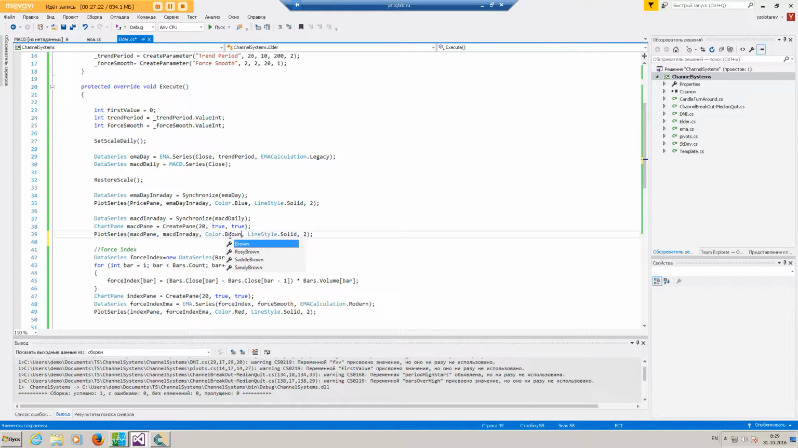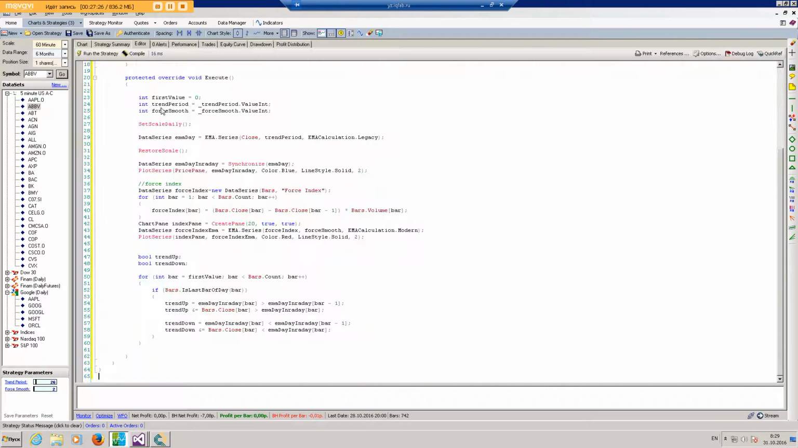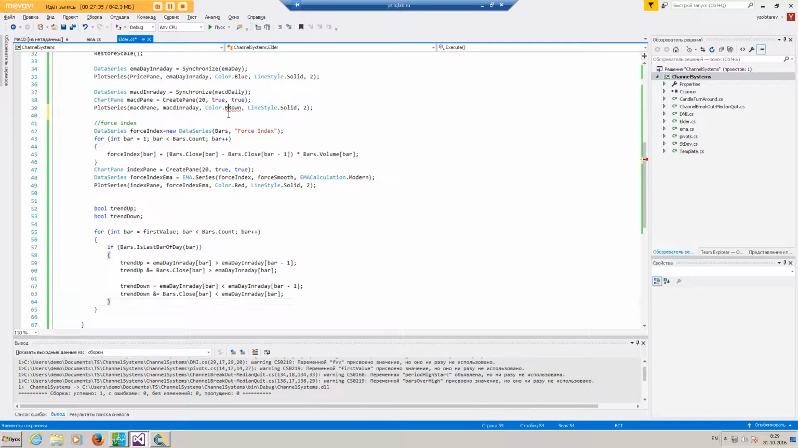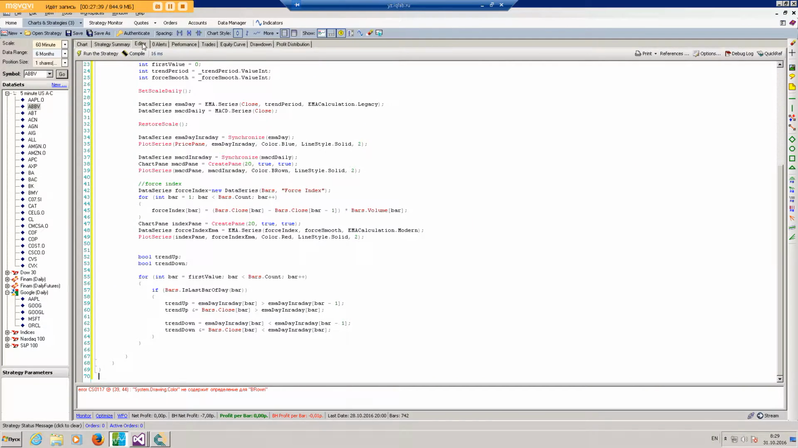Only brown. Oops. Did I just make a mistake? That is my dishwasher, I'm sorry.